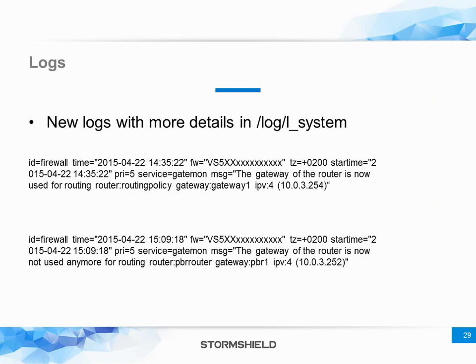In order to get a better history of how your routing policy behaved, new logs have been added to the system category. As you can see in these examples, they tell you when a gateway starts and stops being used. You can easily identify the gateway, because you have a lot of information about it here. So its name, IP address, and the router object it is used in.